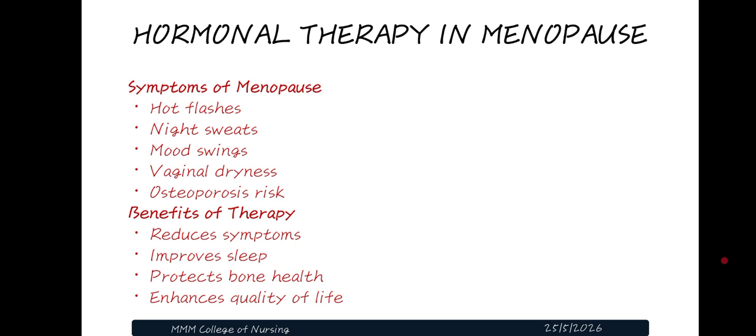So menopause occurs due to decreased estrogen production. Hormone replacement therapy helps reduce uncomfortable symptoms and improve daily functioning. However, therapy should be carefully monitored because prolonged use may increase certain health risks.